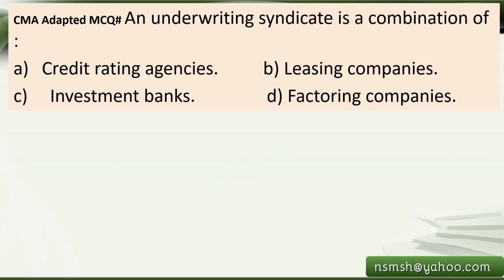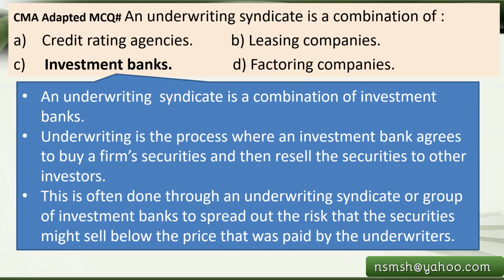Next question: an underwriting syndicate is a combination of... Before we see the meaning of syndicate, let's read the options. Option A, credit rating agencies and leasing companies; C, investment banks; and D, factoring companies. In order to select the right option, understand what is meant by underwriting. An underwriting syndicate is a combination of investment banks. Syndicate means a group of banks and things like that.